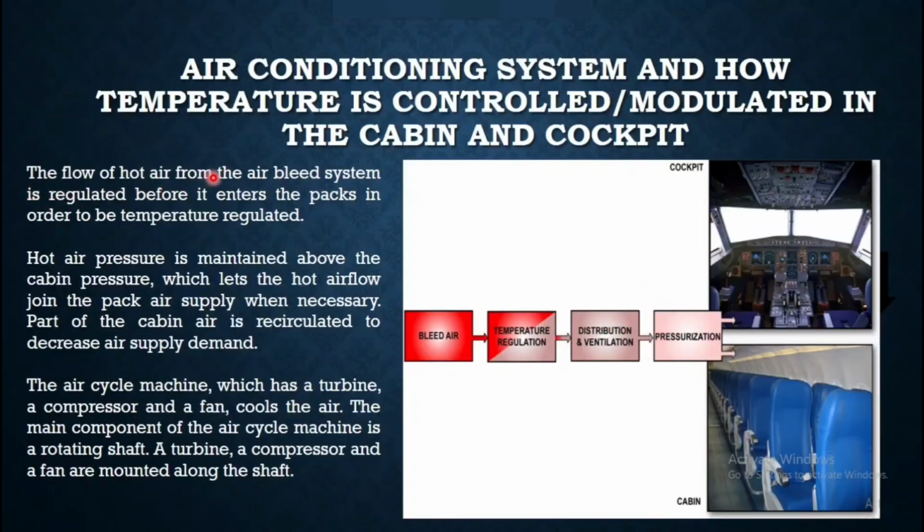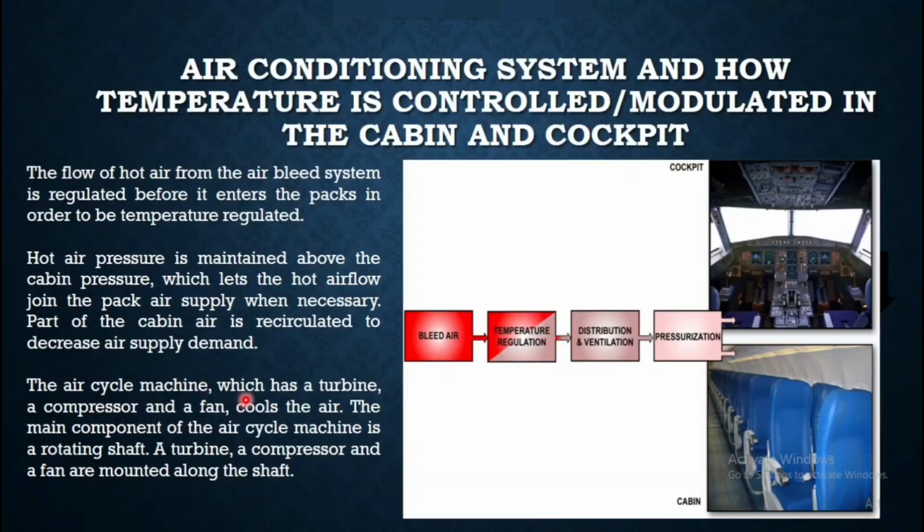So the flow of hot air from the air bleed system is regulated before it enters the pack in order to regulate the temperature. Hot air pressure is maintained above the cabin pressure, which lets the hot air flow join the pack air supply when necessary. Part of the cabin air is recirculated, decreasing the air supply demand.